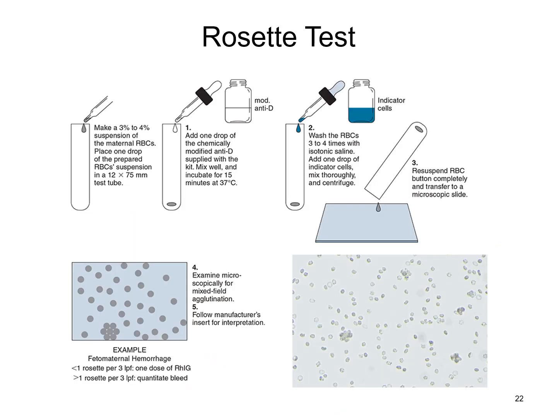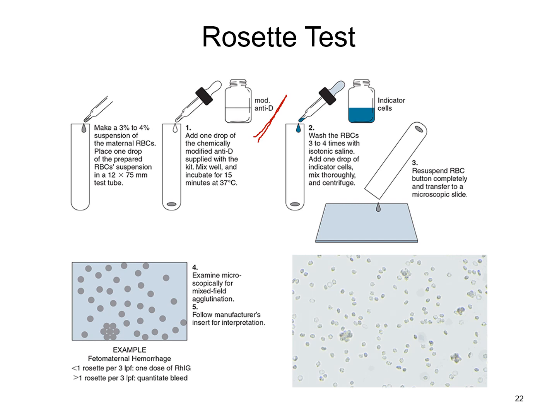So the rosette test itself, you'll make your suspension of your maternal red blood cells. So this is that sample that comes within that 72-hour period after delivery, usually the next day, because you have to get that shot administered to that mother before that 72-hour period. So you'd make that suspension, and then you'd put 1 drop of your chemically modified anti-D. So like I said, this is what comes with the kit. It is chemically modified to be able to attach to those indicator cells. So you cannot use your anti-D that's in your reagent rack. You have to use what's in the kit.